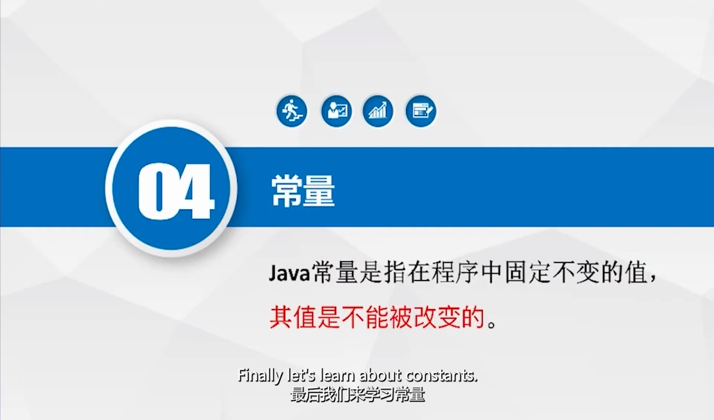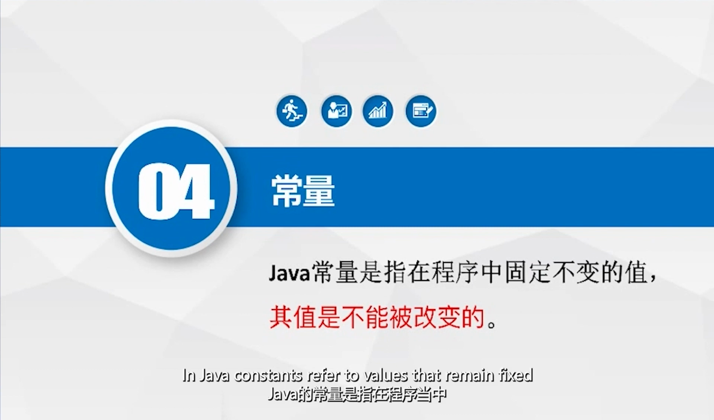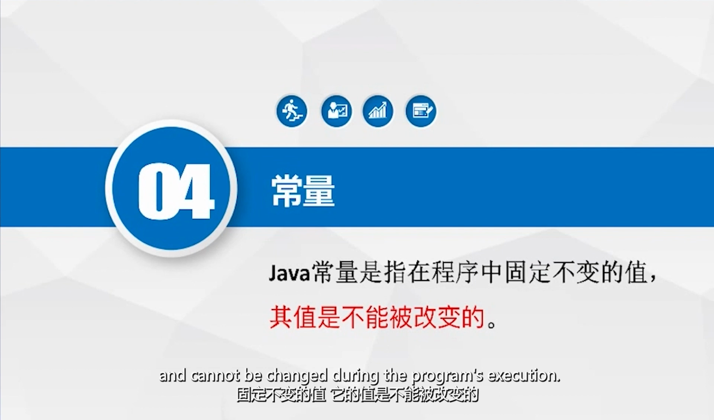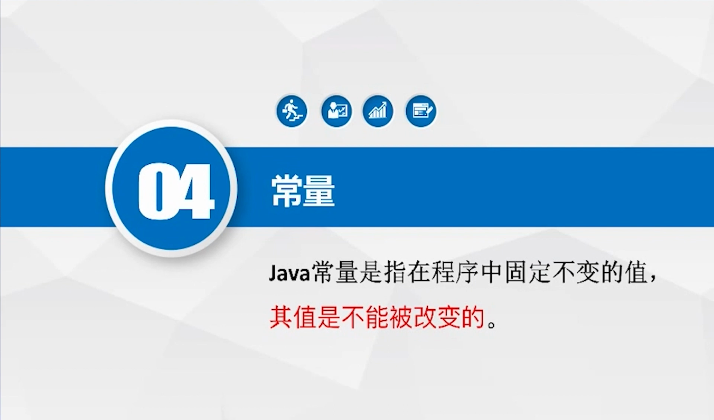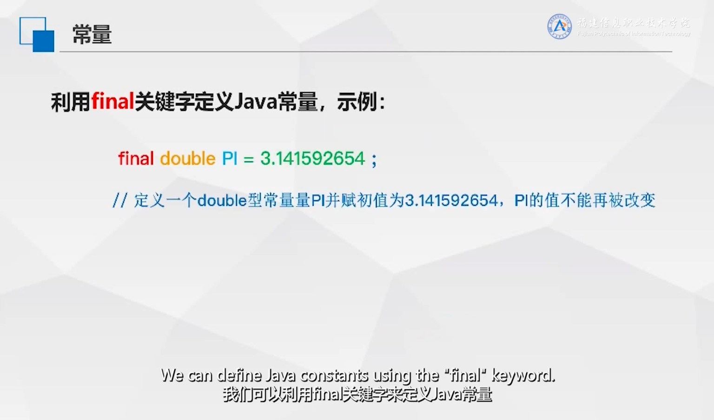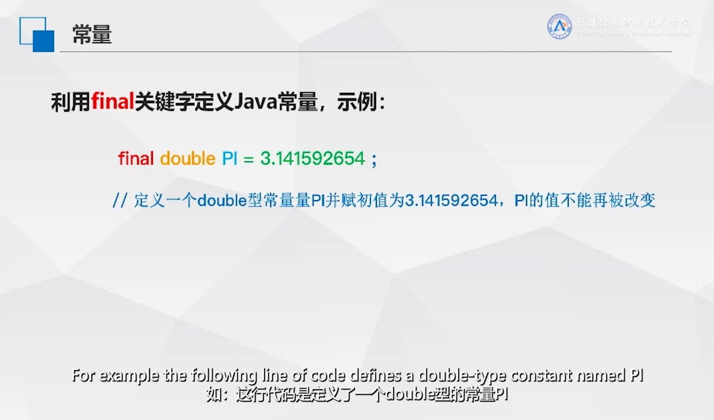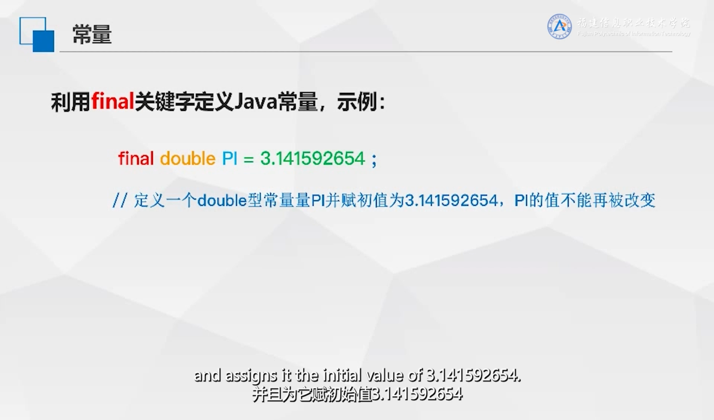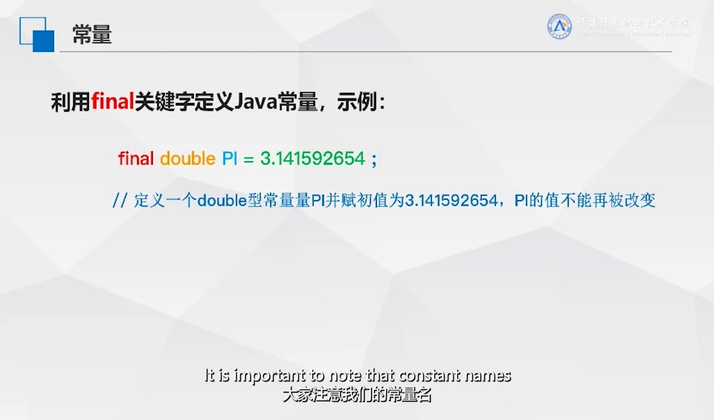Finally, let's learn about constants. In Java, constants refer to values that remain fixed and cannot be changed during the program's execution. We can define Java constants using the final keyword. For example, the following line of code defines a double-type constant named PI and assigns it the initial value of 3.141592654. It is important to note that constant names, like PI in this case, are usually written in uppercase letters, and their values cannot be changed later.